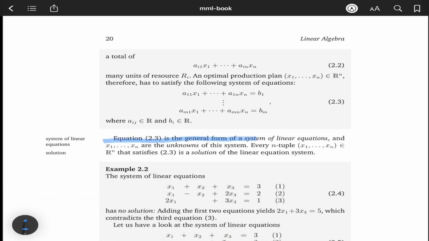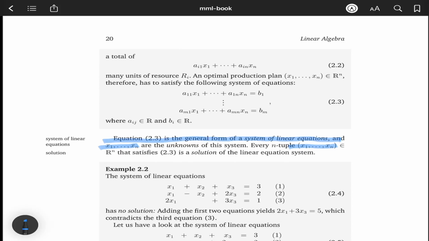This is the general form of a system of linear equations, and x1 to xn are the unknowns of the system. Every n-tuple that satisfies 2.3 is a solution of the linear equation. So the solution is a tuple, like a list of x1 to xn. Let's say n is 10, then the tuple, or the array, would have 10 entries. And there's not one combination, but it could be many different combinations which lead to a solution.